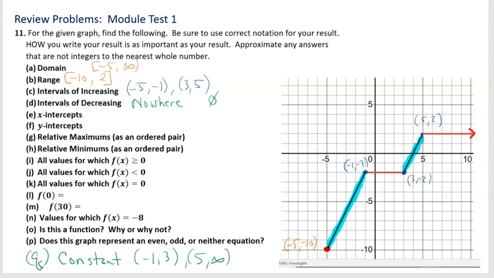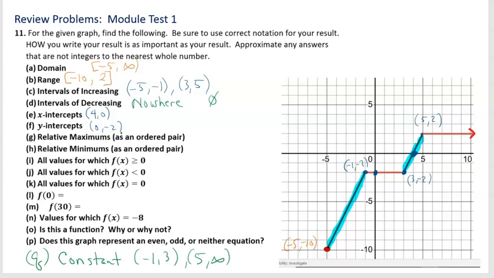X-intercepts, where are they? There's only one. And I see it, and it's right over here. Notice that point is the point (4, 0). Remember, x-intercepts need to have a y of 0, so (4, 0). The y-intercept sure is right there, so (0, -2).